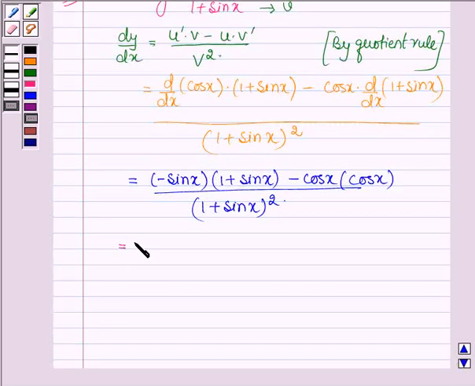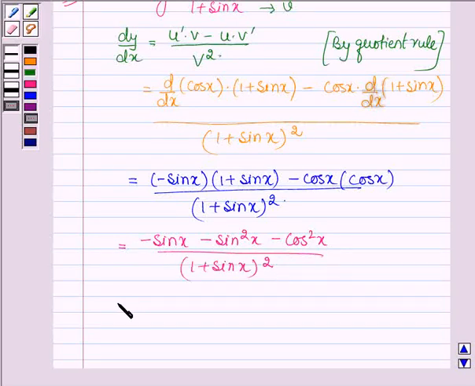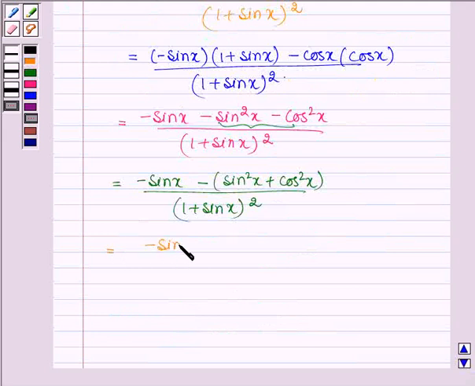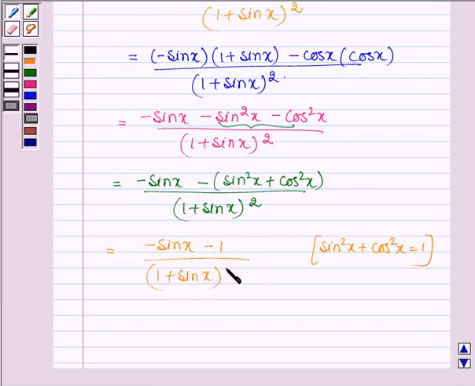This is further equal to minus sin x minus sin square x minus cos square x upon 1 plus sin x whole square. And this is further equal to minus sin x, taking minus sign common from these two terms, we have sin square x plus cos square x upon 1 plus sin x whole square. This is further equal to minus sin x minus 1, since sin square x plus cos square x is 1, right? And in the denominator we have 1 plus sin x whole square.